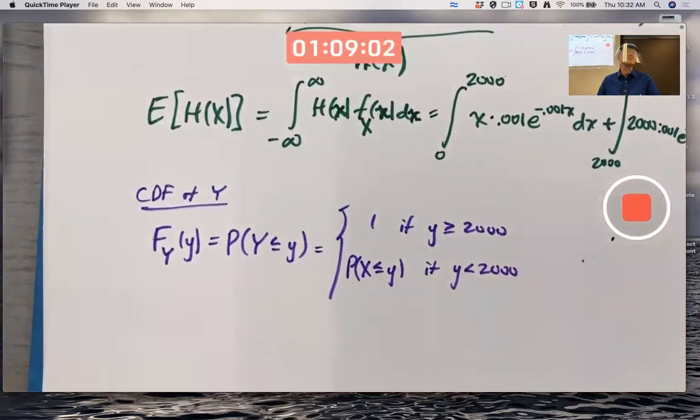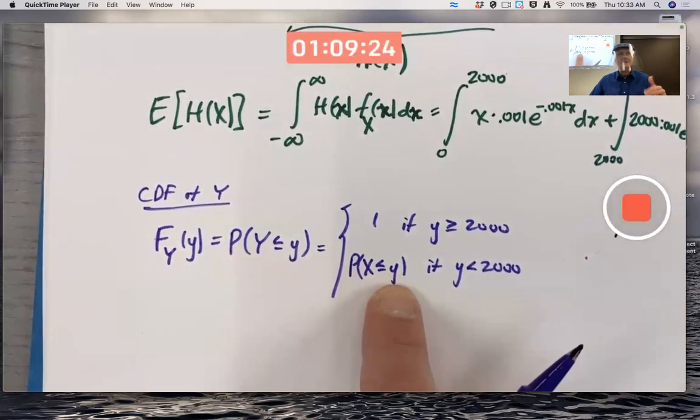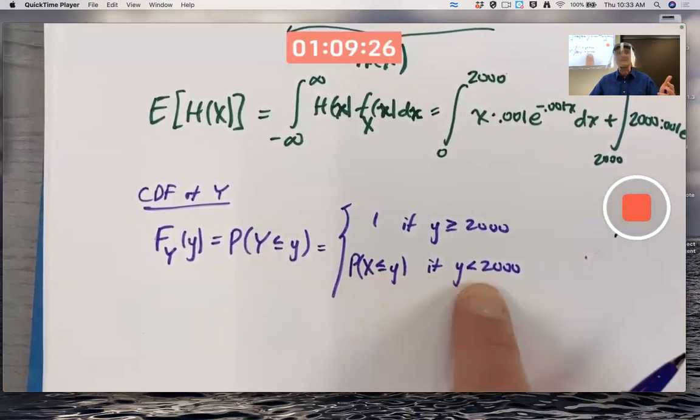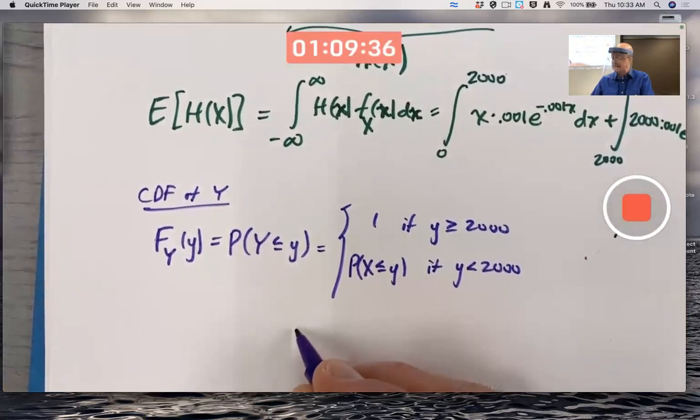With a deductible, it was in the case where x was bigger than the deductible, you had to replace y with x minus the deductible, and you had to add the deductible to both sides of the inequality, and it was a little trickier. This is a little easier. Capital Y equals capital X if this number is less than 2,000. And so then you just need the CDF of capital X and plug in y instead of little x.